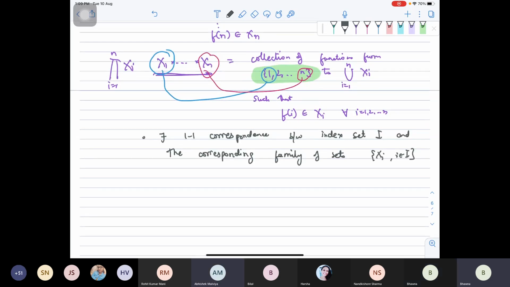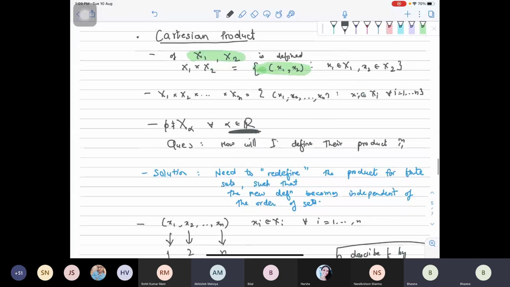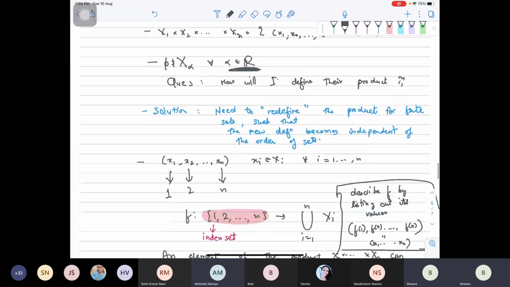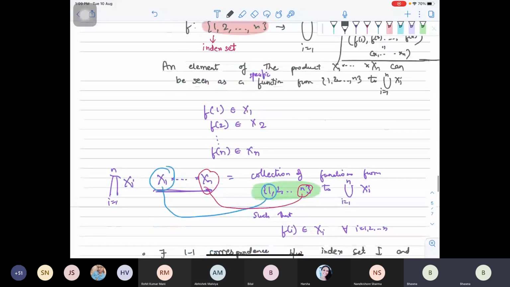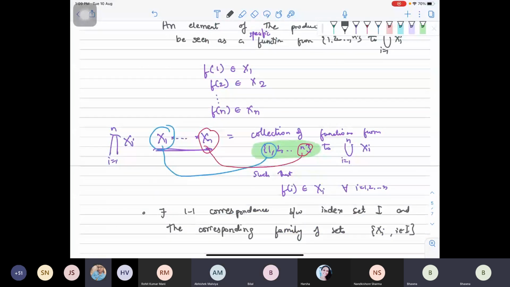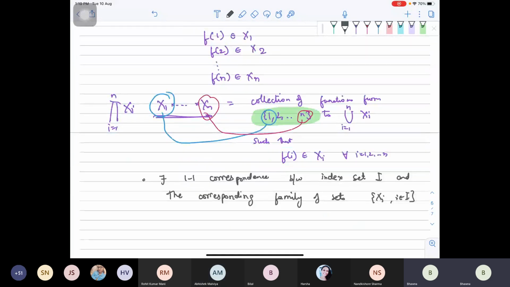Ma'am, as we took in the starting, x alpha and alpha belongs to R. Please wait, this is only understandable in the finite case. Yes, ma'am, the finite case is easy. From an ordered tuple, we move on to functions. It was quite easy. We just take the family.